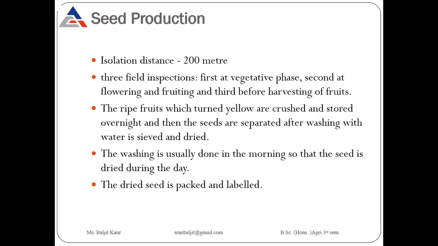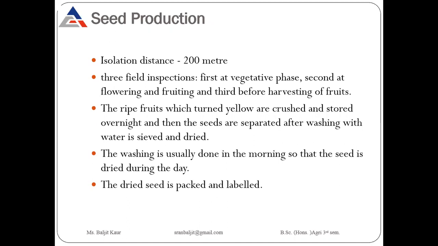And when we grow the crop, we need 3 field inspections during different phases of the crop. The first field inspection should be done at the vegetative phase, the second field inspection should be done at flowering stage, and the third and final inspection should be done at the fruiting stage, that is before harvesting of the fruits, right?